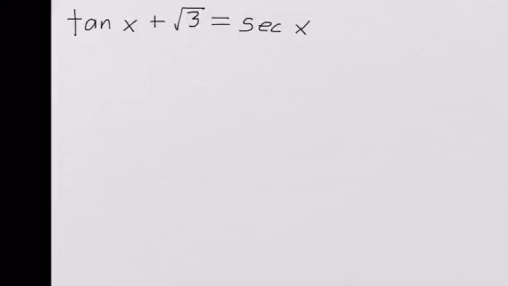Now, it would be nice if we could rewrite everything in terms of one function or the other, and we have the identity 1 plus tangent squared is equal to secant squared. So we can actually get to that point by going ahead and squaring both sides of this equation. Now, you do have to be careful because squaring a number is a function or operation that you can't exactly undo. So when we get a solution to this equation, we are going to have to plug it back in to check.